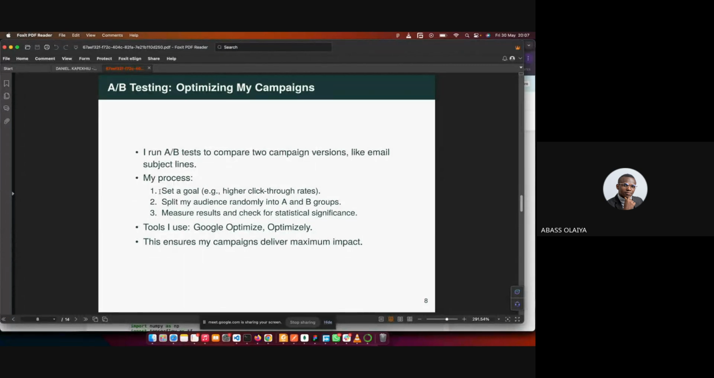So that's that. Then the tools you can use: Google Optimizer and Optimizely. I don't actually use them. But personally, you can just use your normal Excel sheet, or use Python if you are the type of person that likes coding like me. This ensures my campaign delivers the maximum impact, because if you are doing something and you're not measuring it, you're just wasting your time.